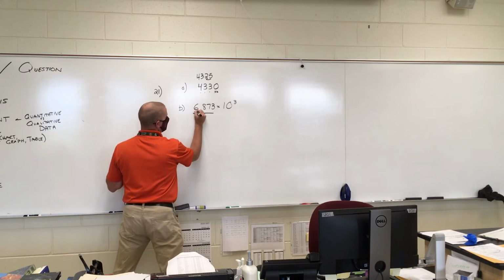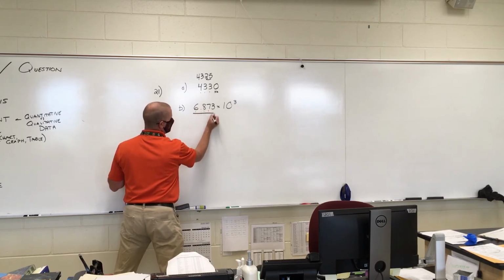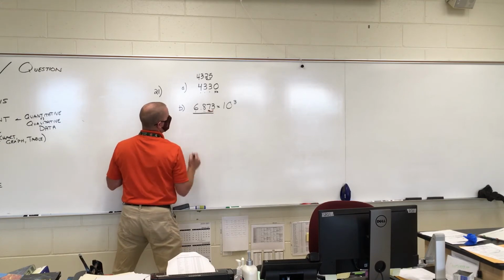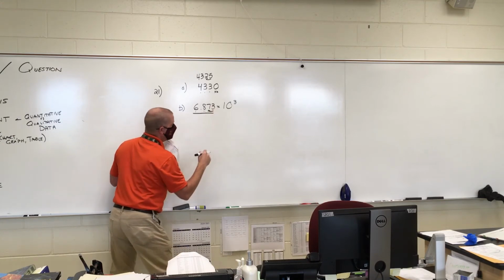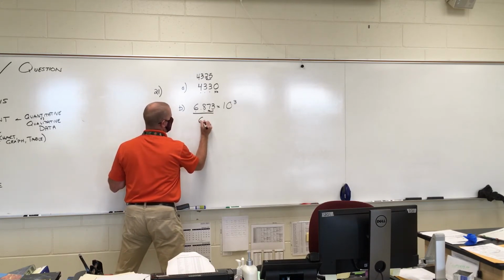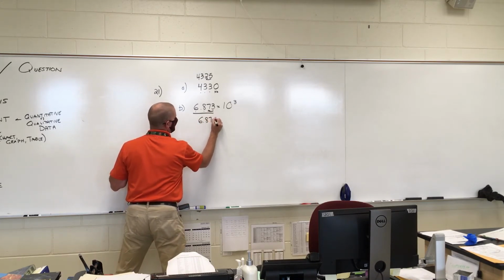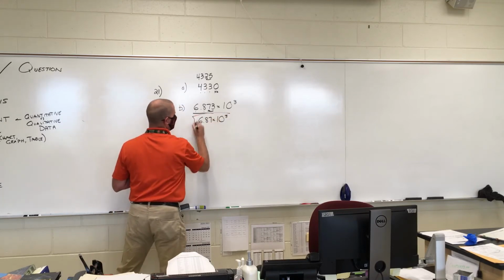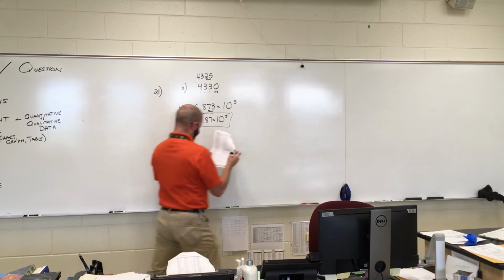So 6 is a yes, 8 is a yes, 7 is a yes. We're asked to round to 3 significant figures. So a 3 is less than a 5, therefore it leaves the number the same. Therefore, with 3 significant figures, it's 6.87 times 10 to the third. And that's the correct answer. Okay? C.